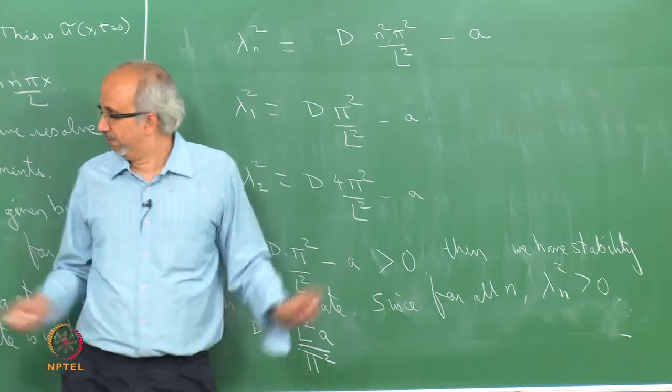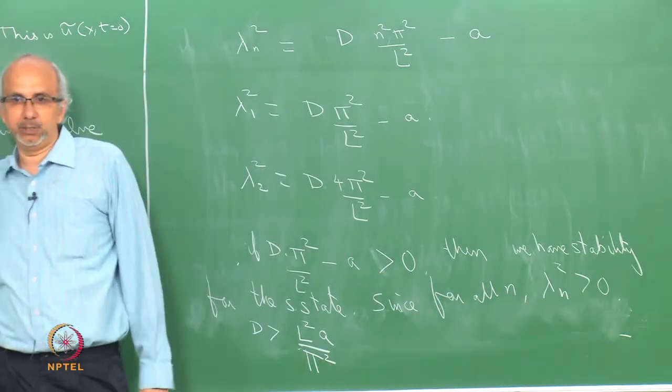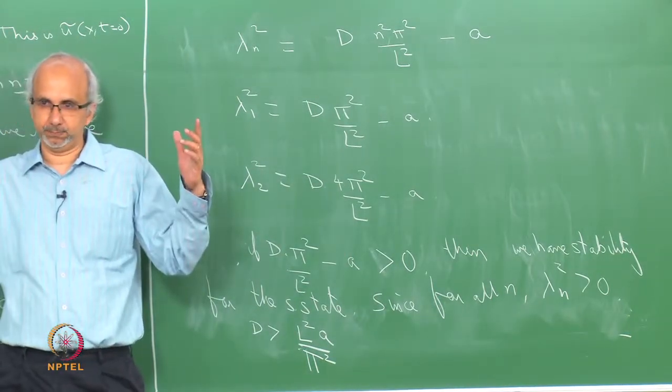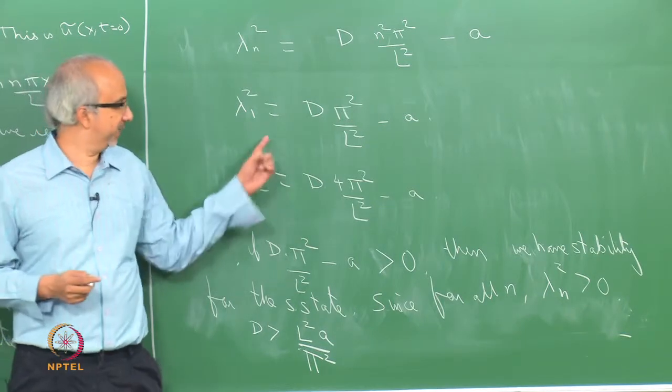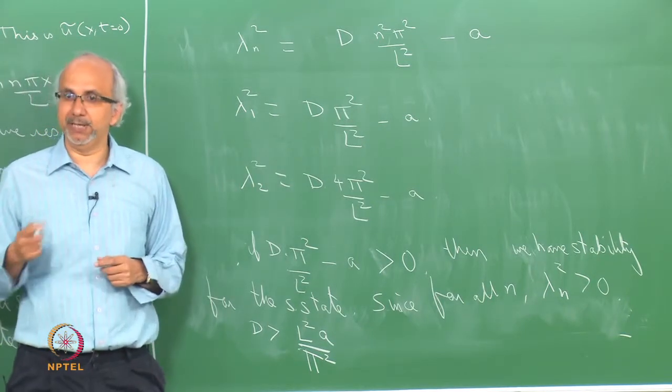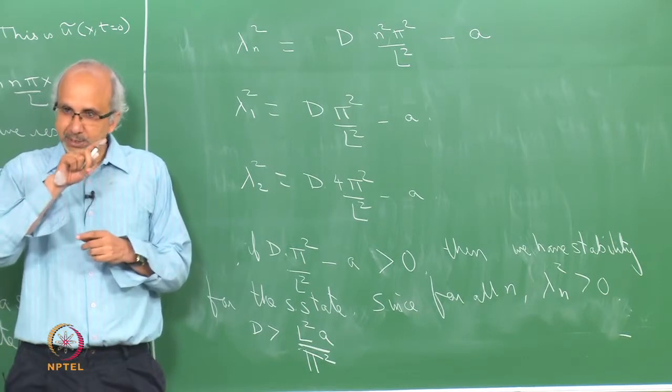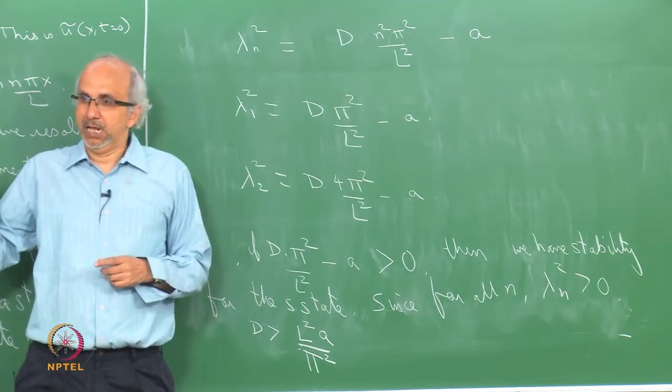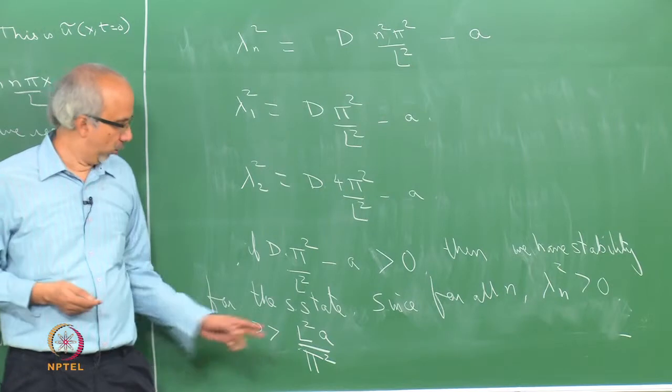If this becomes negative, then remember the solution is going to grow exponentially. So that's basically the onset of instability, which means your USS equal to 0 is not going to be observed if the diffusion coefficient is lower than this value.